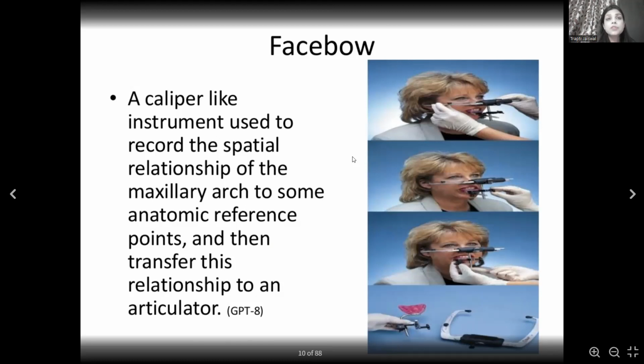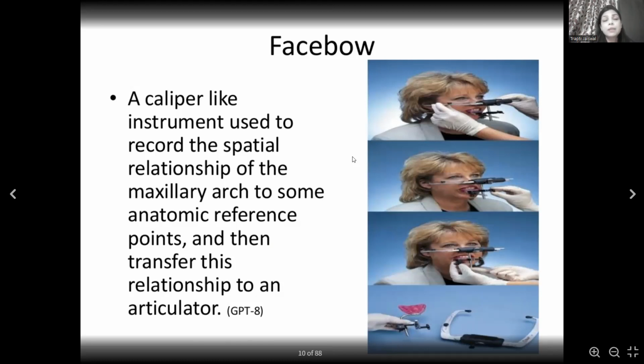And the prostheses which are fabricated in harmony with the movements of the temporomandibular joint will have fewer occlusal discrepancies and will give more comfort and more function. So this is the reason why we are recording the orientation jaw relation. And for the maxilla, there is a tilt of the maxilla in every patient.